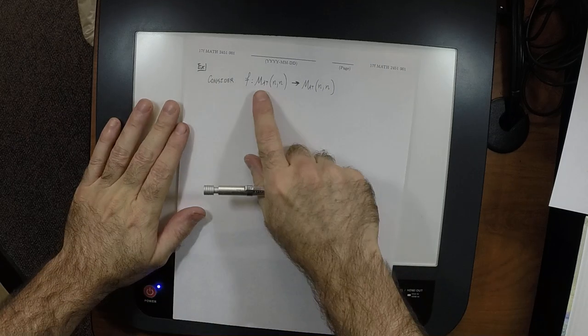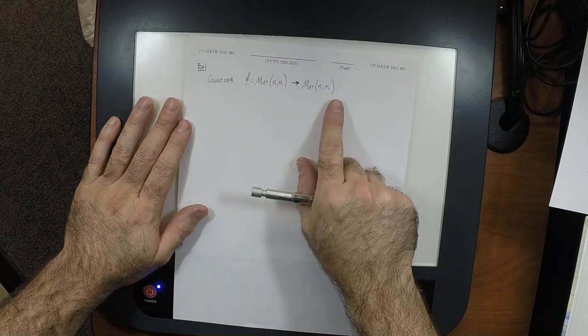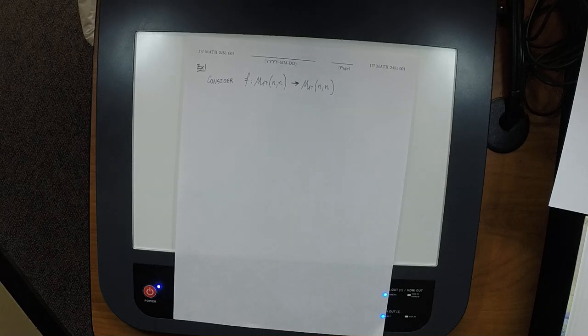So how many real numbers are we talking about here? N squared and n squared. So in principle, we could imagine this as a function which maps R^(n squared) to R^(n squared). Like you could take all of the columns of the matrix, say, and then just stack them up into one long, very tall column. Okay, so we could do that.